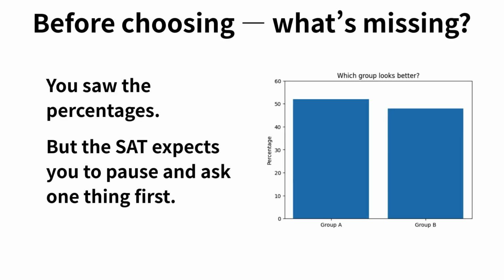Before you choose an answer, pause. You already saw the percentages. But the SAT expects you to ask one question first. What information is missing here?